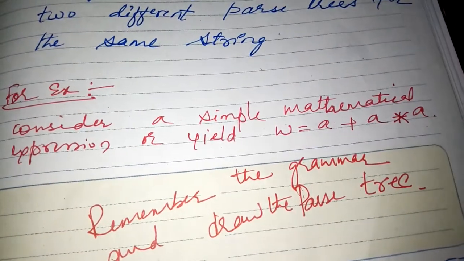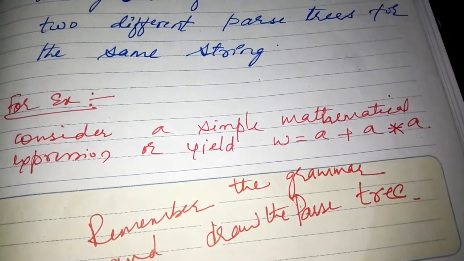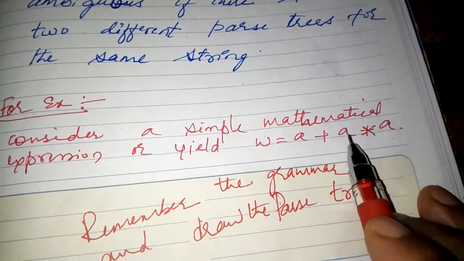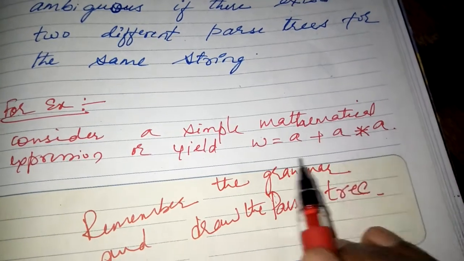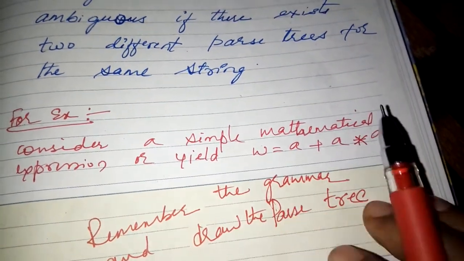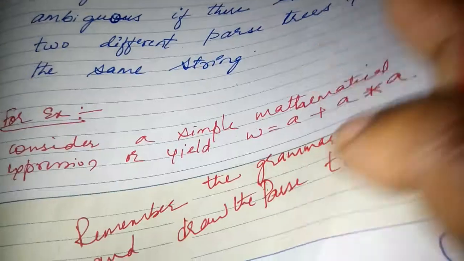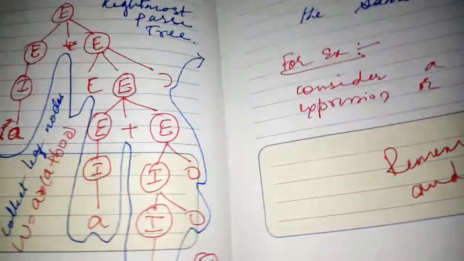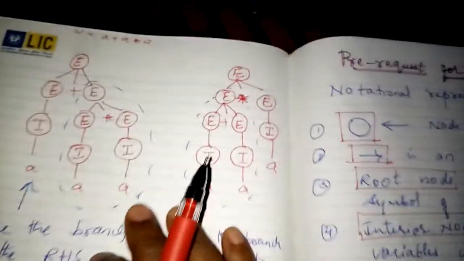We'll consider an example. The same old example we will repeat so that understanding will be easy. So consider a simple mathematical expression or the yield w = a + a * a. For this particular yield, we know what the grammar is. We have remembered the grammar we had discussed previously, so that we will write the parse tree.